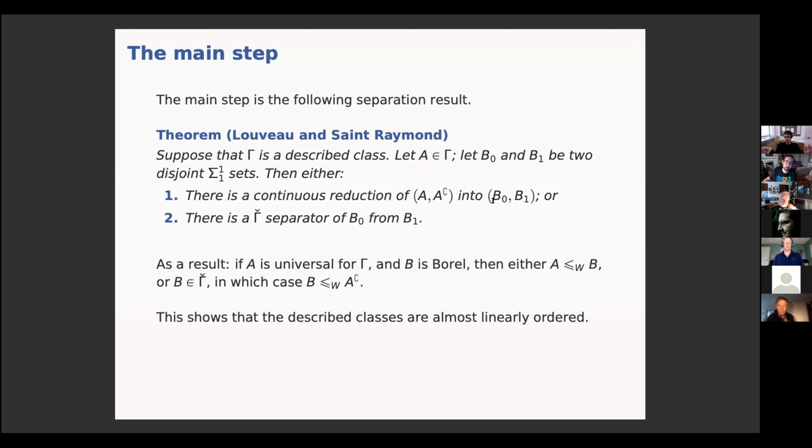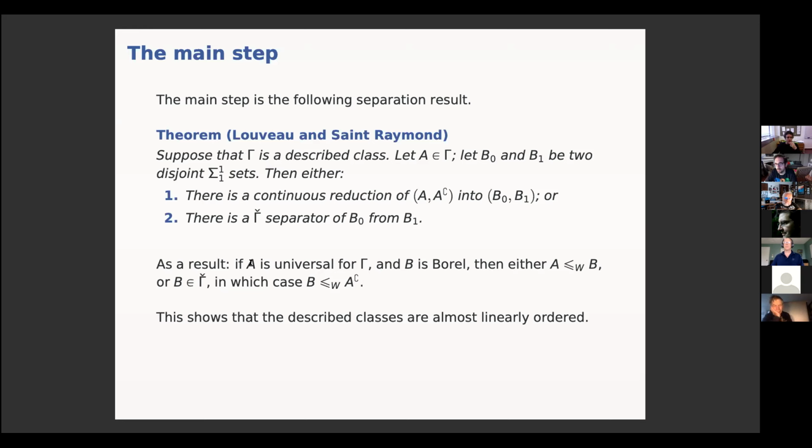So it's kind of like a strong reduction, completely separating A and A complement by B0, B1. Or if that cannot be done, then I can find a separator of B0 from B1, which is in the dual class of gamma. In the dual, gamma check is the class of complements, right? So sigma check is pi, and so on.